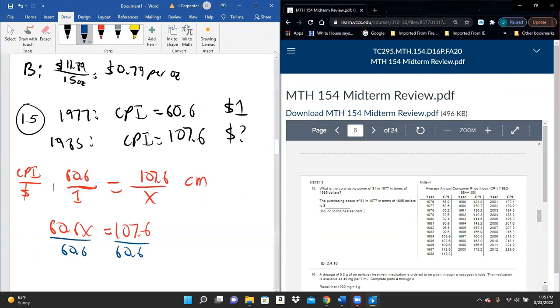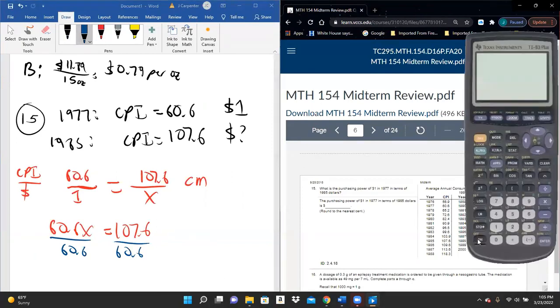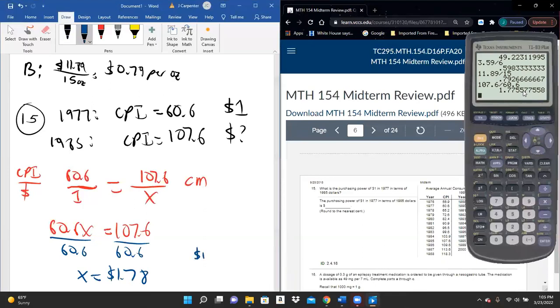We pull out a calculator. 107.6 divided by 60.6. And we get 1.775 blah, blah, blah. Of course, they tell us to round to the nearest cent, so 1.78. So that means $1 in 1977 is worth the same as $1.78 in 1985.